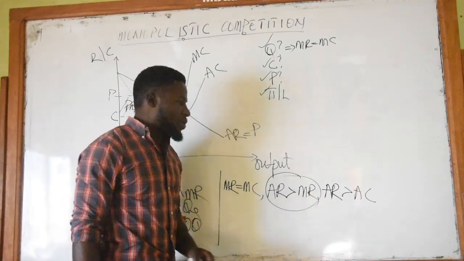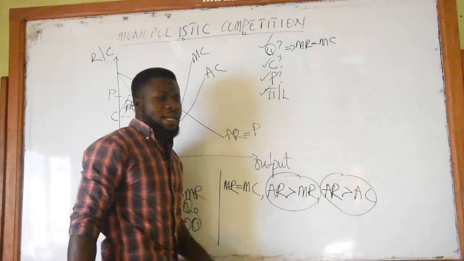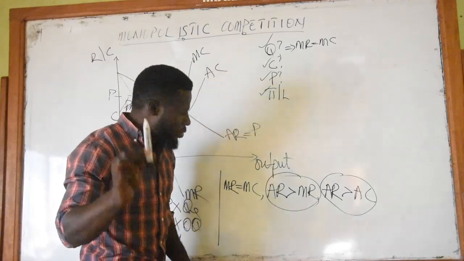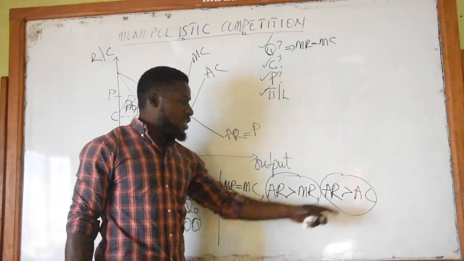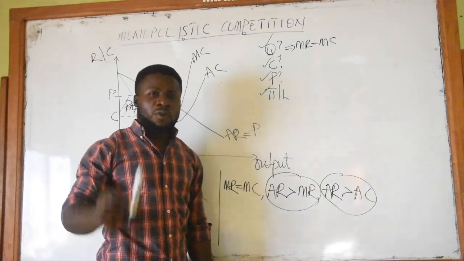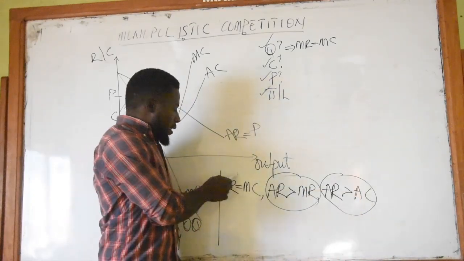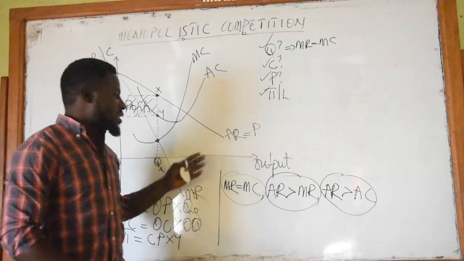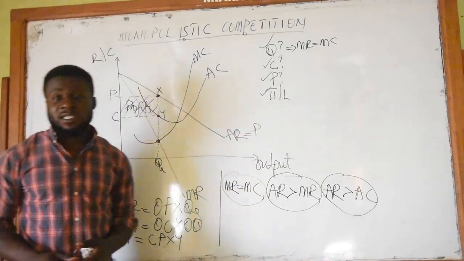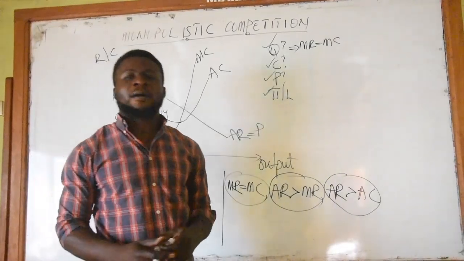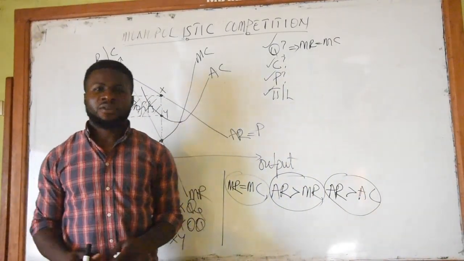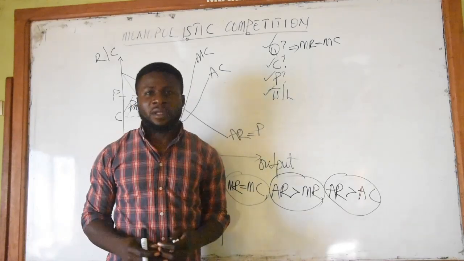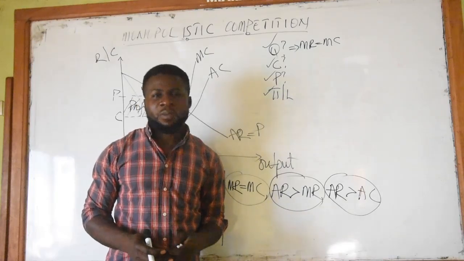How do you know that we are making profits? Because average revenue is greater than average cost, which means that the income generated from each unit of output is greater than the cost spent to produce each unit. And this is our normal profit maximizing output situation for all firms. So that is how you illustrate the situation of profit maximization under monopolistic competition in the short run. In the next slot, we are going to see the situation of break-even, the long-run situation of firms under monopolistic competition.